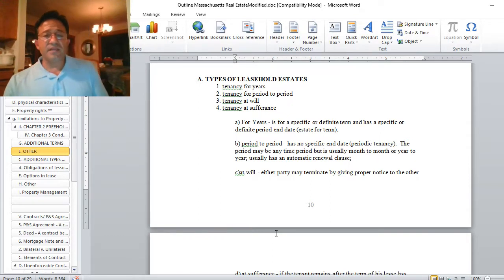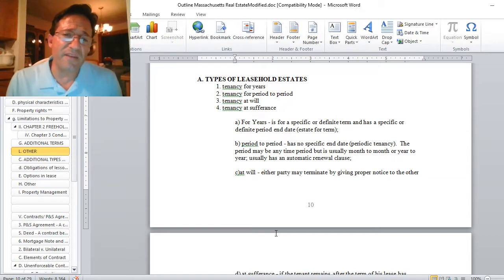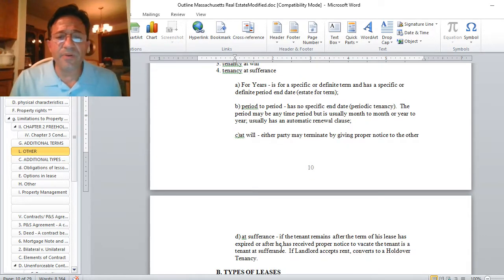The residential setting is going to be from year to year for the most part, and it might have a renewal clause in there, an automatic renewal clause. Or it might be a tenancy at will where it might not be in writing at all. A lot of people have that. So with a tenancy at will, either party may terminate by giving proper notice to the other.